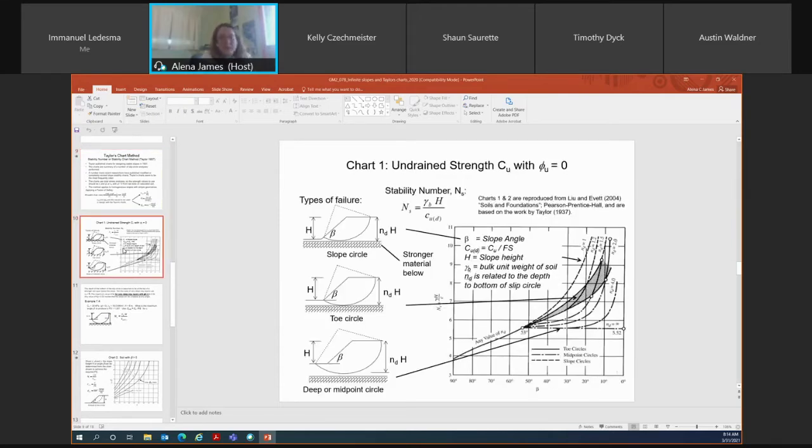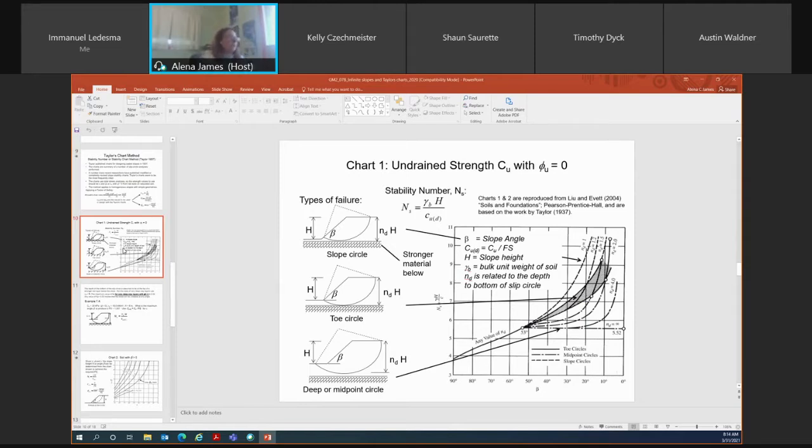There are two charts that were derived by Taylor. The first chart was derived using undrained shear strength. We've talked about how you would calculate undrained shear strength in the previous modules, especially when you're doing an unconfined compressive strength test, or potentially also a UU triaxial test. So we would have an undrained shear strength, Cu, with an undrained friction angle of 0.